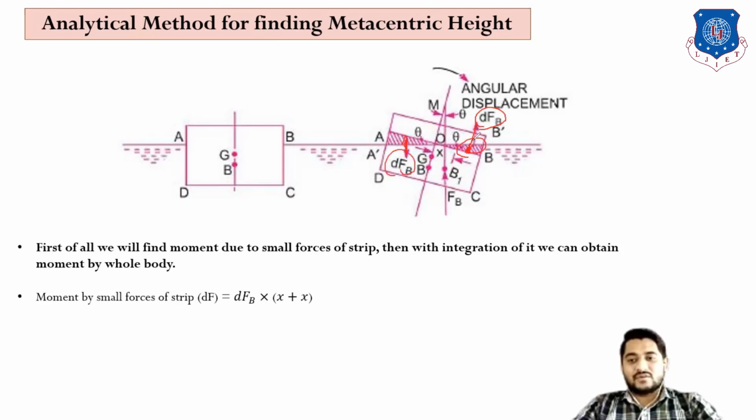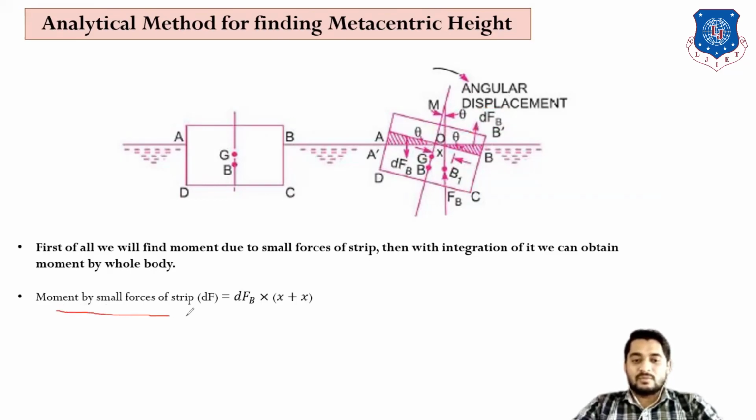Clear, students? So if we take a small strip here and here, we first have to find the moments of all these small strips, then balance the moment by the resultant force moment, simply as we have done earlier. Clear? So first of all, in this theory, we find the moment by these small forces, then we integrate. So we can say all the small forces' moment is equal to the moment of the resultant force.